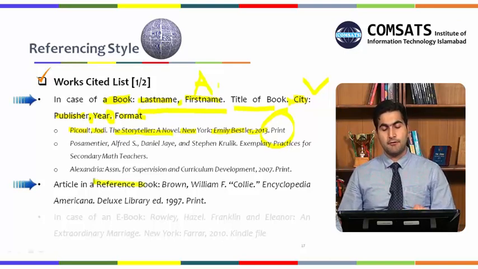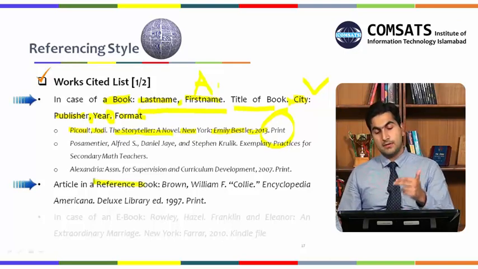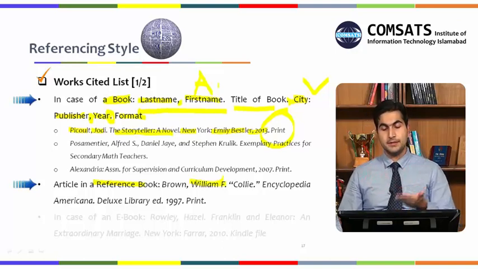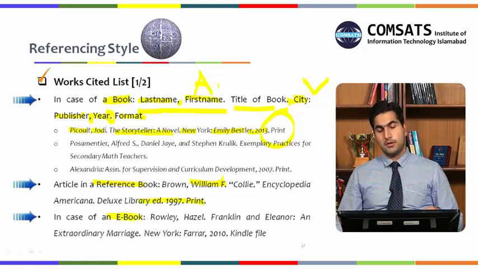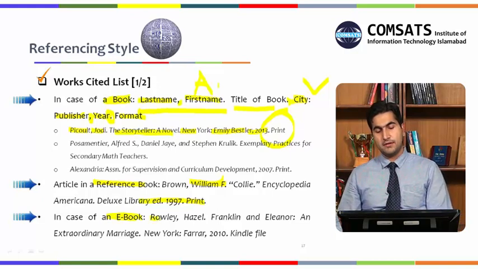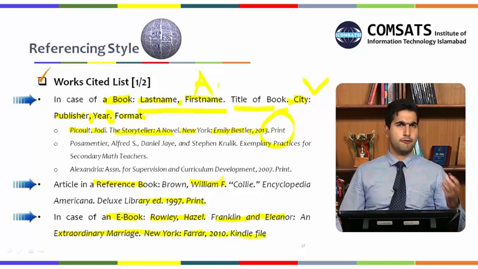Once again, you have the last name, then the first name over here as you can see, then the detail, the source, the publisher, the edition, the year, and once again the format. In case of an ebook, this is basically the format. Once again, starting from the names, then the name of the book, the source, then you have the city, then you basically have the publisher, the year, and a Kindle file. You'll be aware of Kindle as well.